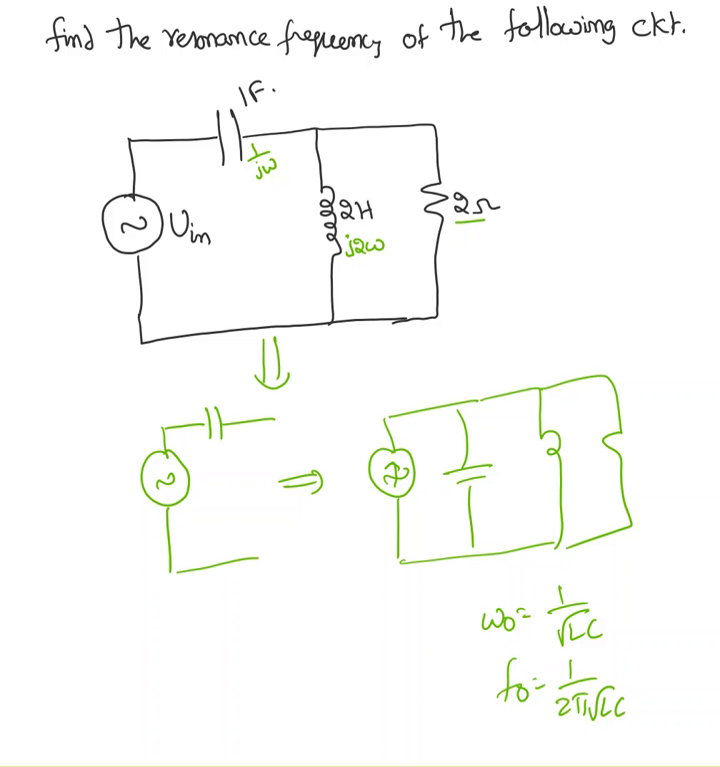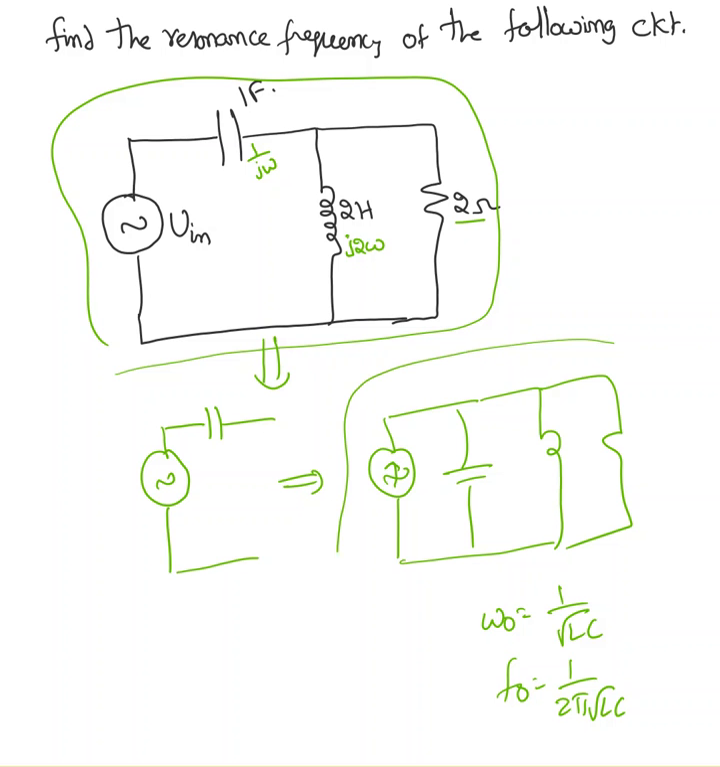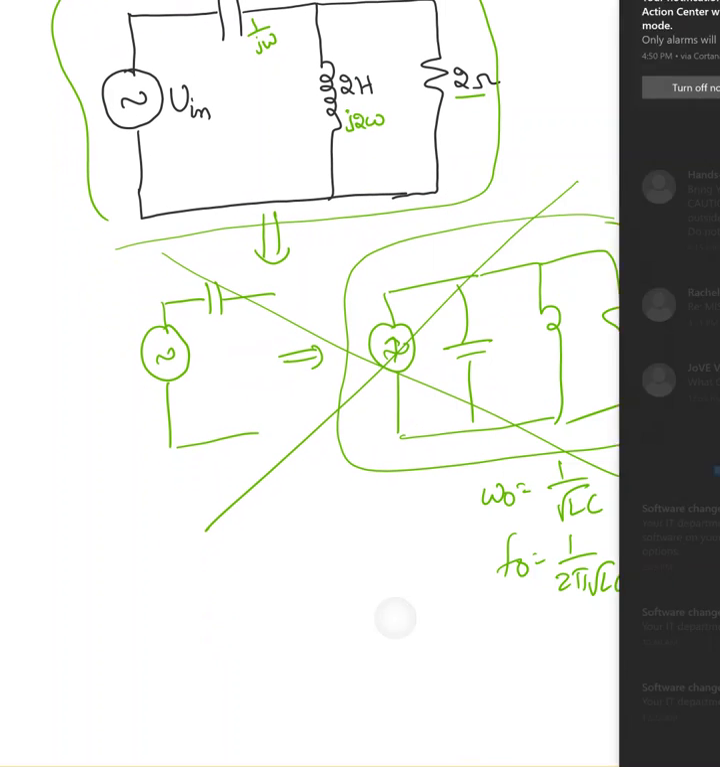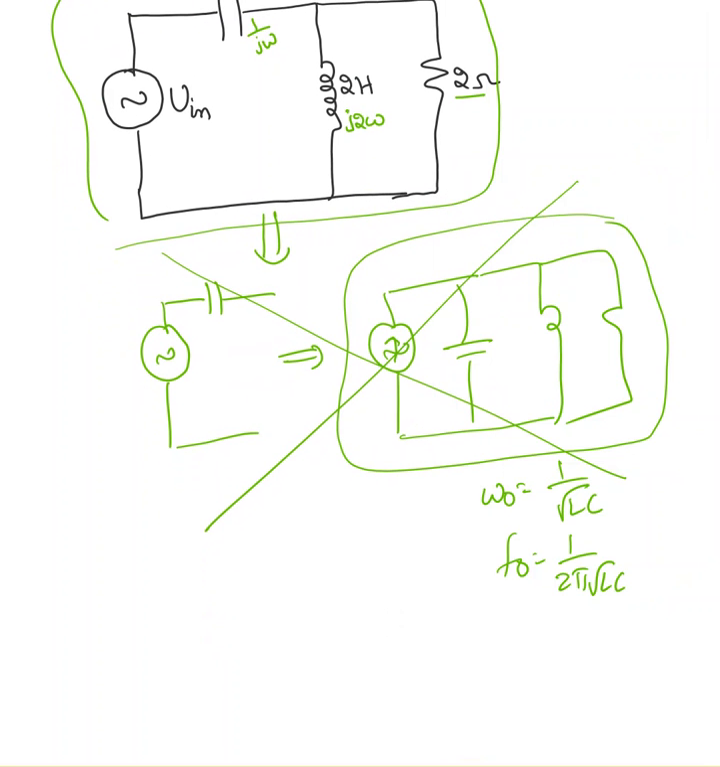No, you cannot do that, because the characteristics of this circuit are different than the characteristics of this circuit. So the resonant frequency for this circuit and this circuit, they're not going to be the same. They're not going to be the same at any time. So never ever do that to find the resonant frequency. So this is a wrong method. Never ever transform the circuit into some other elements or some other circuit.